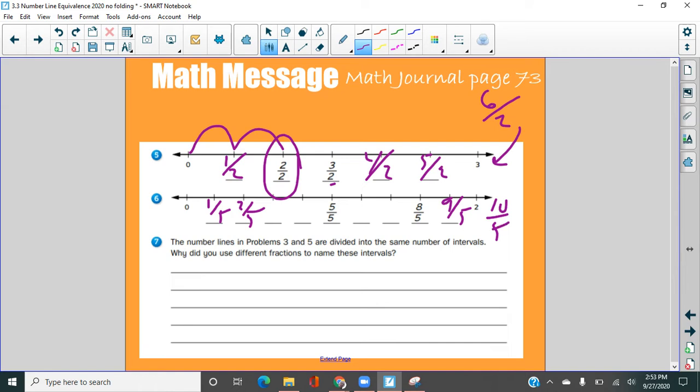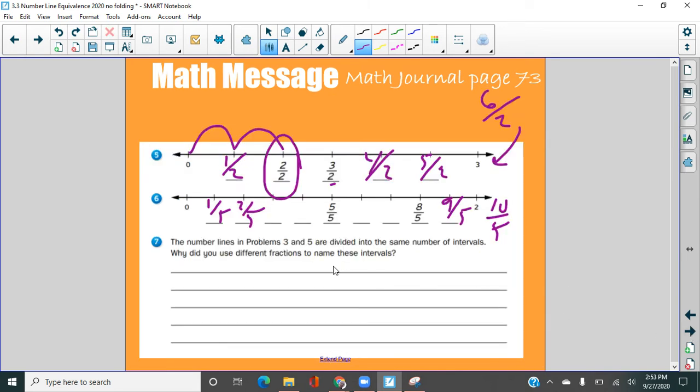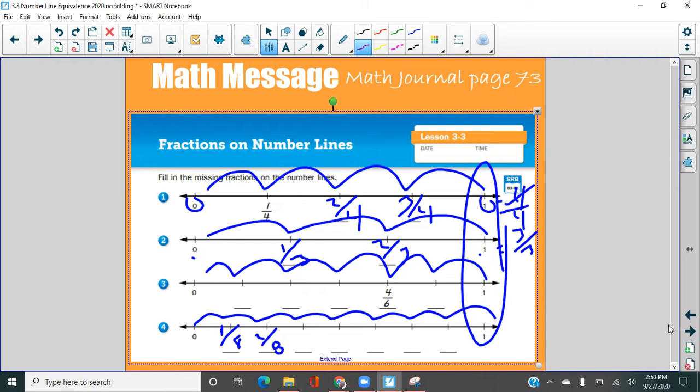Now, look at this question. The number lines in problem 3 and 5 are divided into the same number of intervals. So the same number of chunks, right? So if we counted all of these pieces and all of these pieces right here, that would be the same amount. But why did you use different fractions to name these intervals? We already talked about this, so I'm not going to spend the time to write this down, because this number line goes up to 3, but this number line only goes up to number 1.